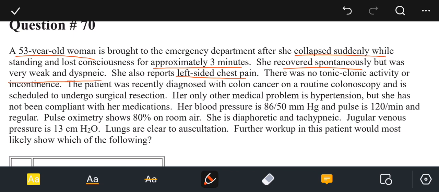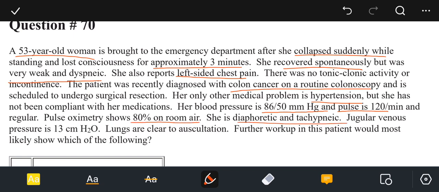The patient was recently diagnosed with a colon cancer on routine colonoscopy and is scheduled to undergo surgical resection. Her only other medical problem is hypertension, but she has not been compliant with her medication. Her blood pressure is 86 by 50 millimeters of mercury, that is very low. Pulse is 120 per minute, very high and regular. Pulse oximetry shows 80% on room air.